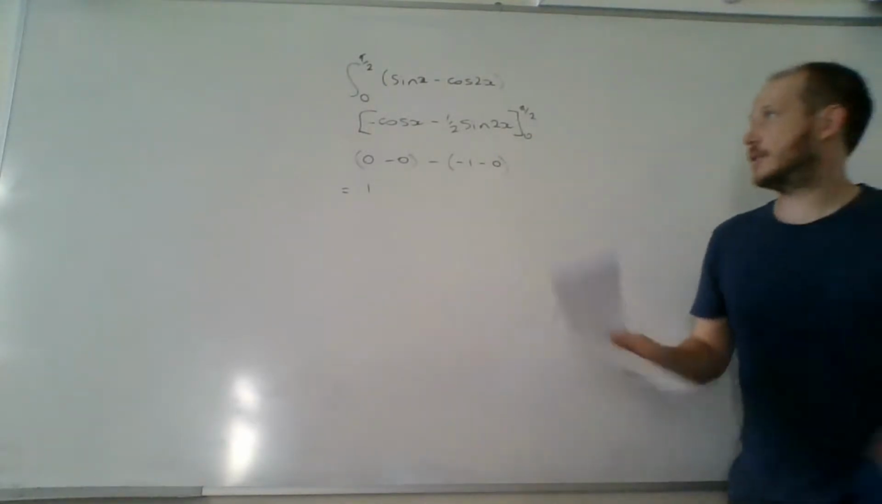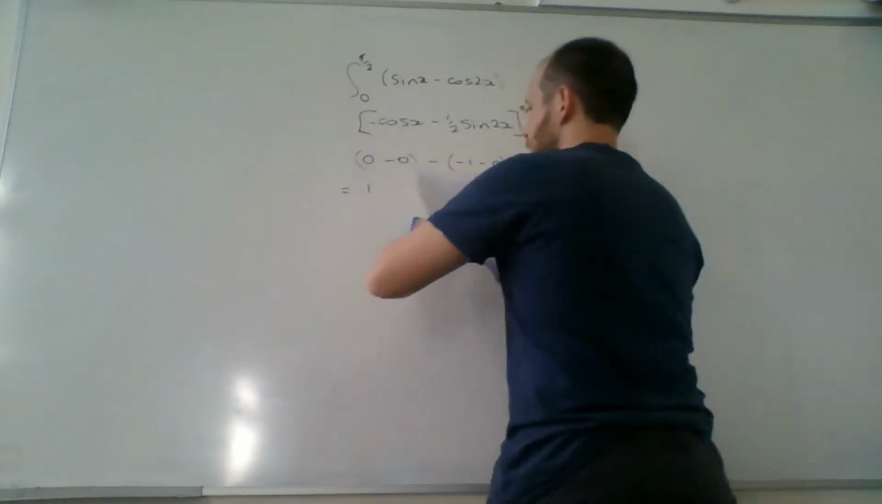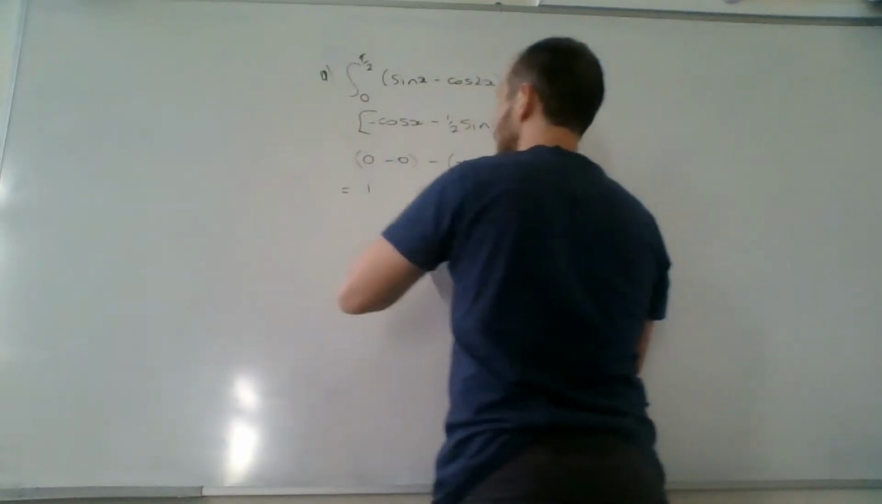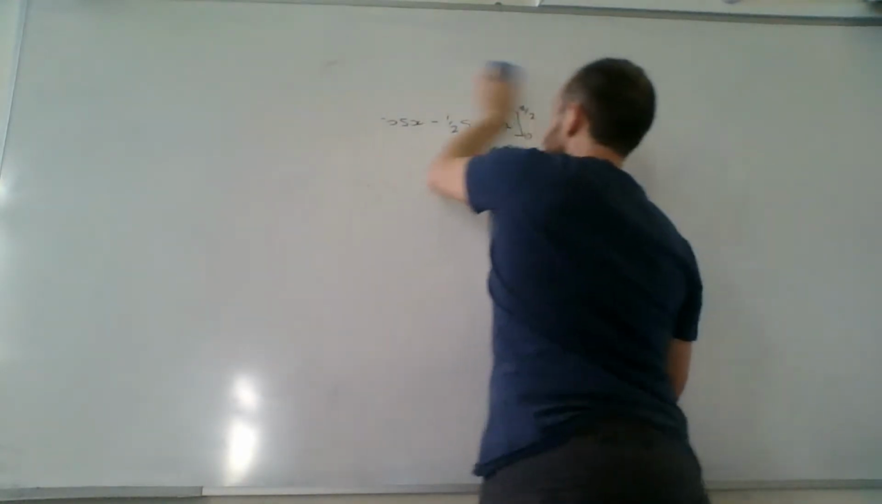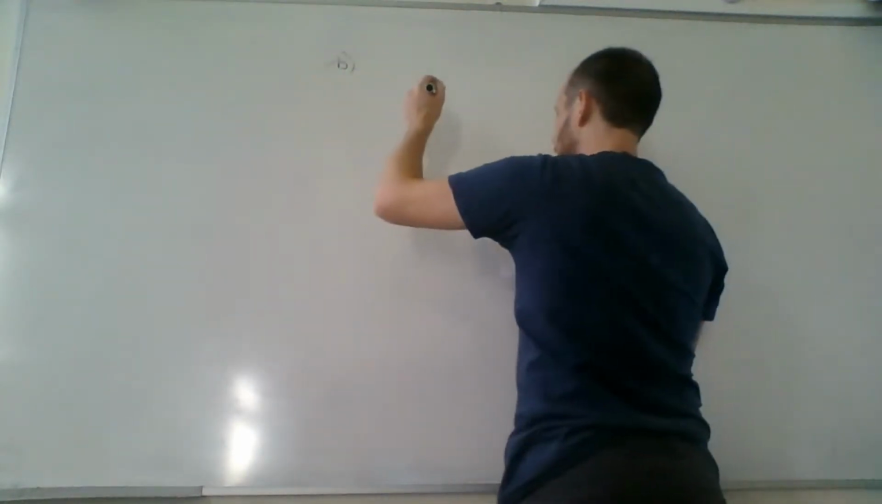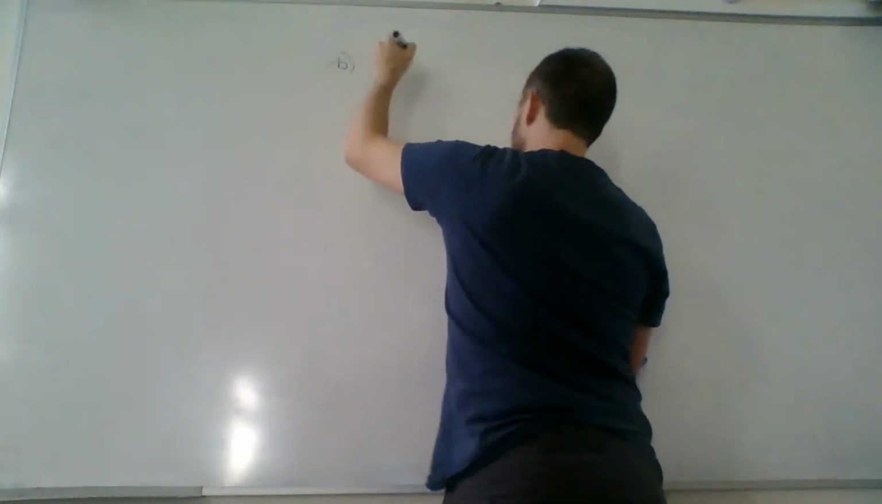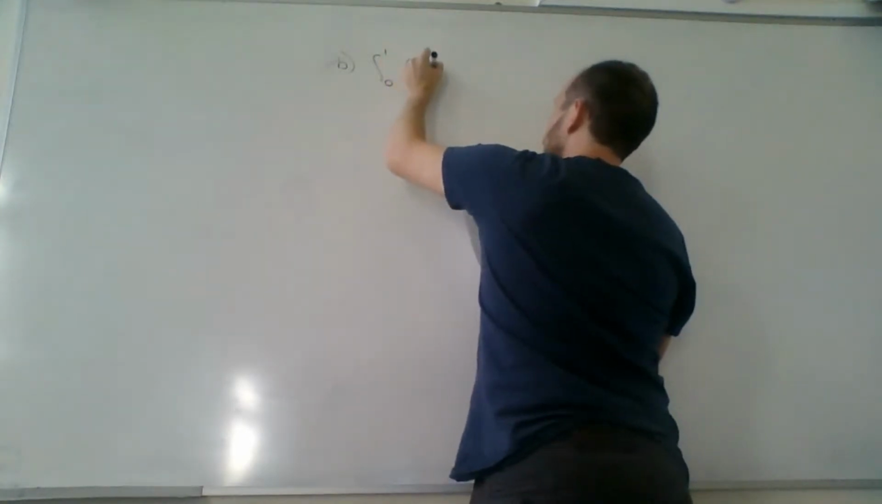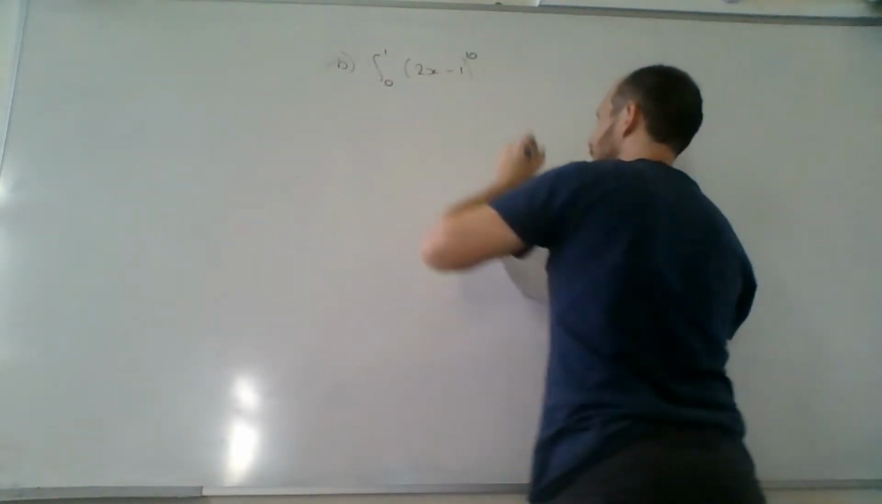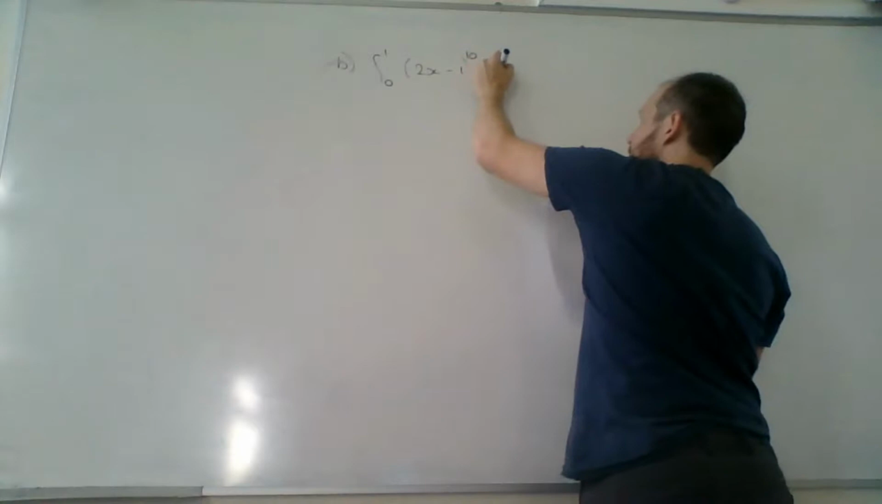Alright, so what I might do is I'll use a new board for each question. So this was part A. Part B is the integral from 0 to 1 of (2x take 1) to the 10 dx.